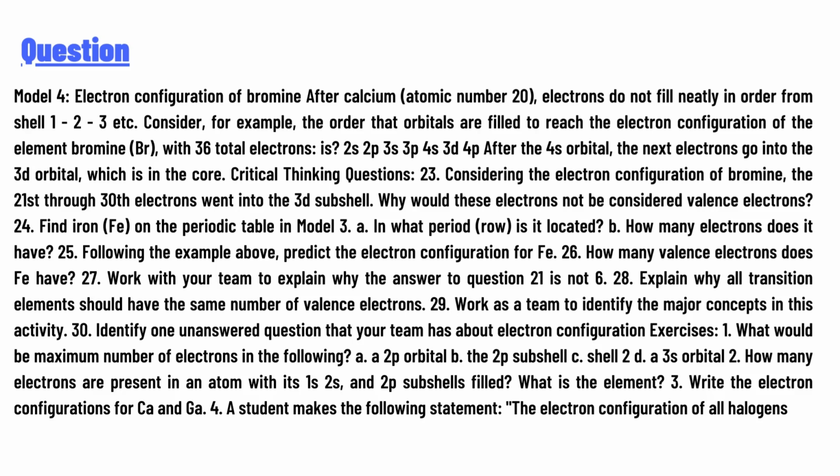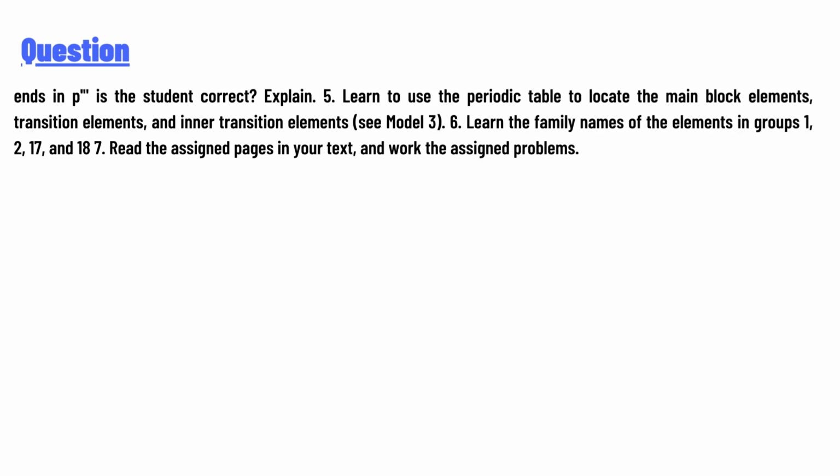4. A student makes the following statement: the electron configuration of all halogens ends in p. Is the student correct? Explain. 5. Learn to use the periodic table to locate the main block elements, transition elements, and inner transition elements. 6. Learn the family names of the elements in groups 1, 2, 17, and 18. 7. Read the assigned pages in your text and work the assigned problems.